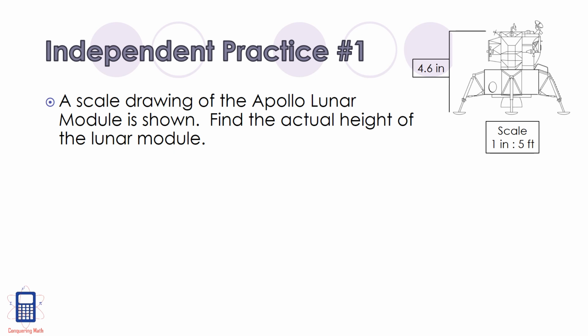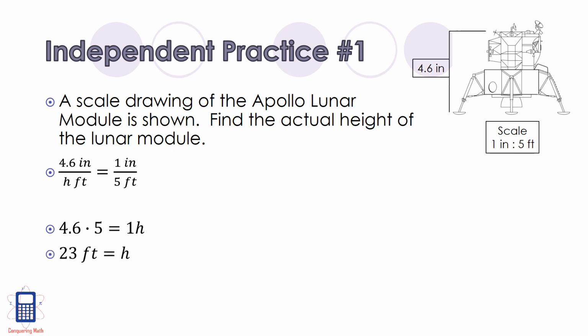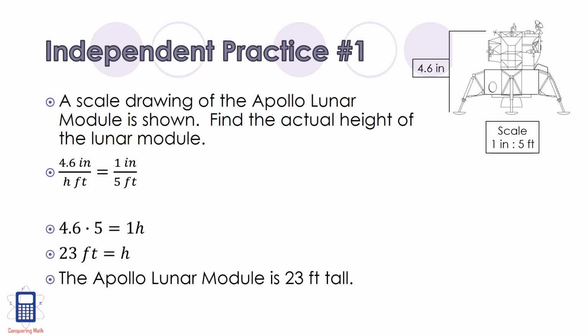Okay, so what you should have done was use the scale to find the actual height based off of the height of the drawing. So this time I used a proportion, 4.6 inches over h feet equals 1 inch over 5 feet. If you cross multiply, you get 4.6 times 5 equals 1h. This means that h equals 23 feet. So the Apollo lunar module is 23 feet tall.